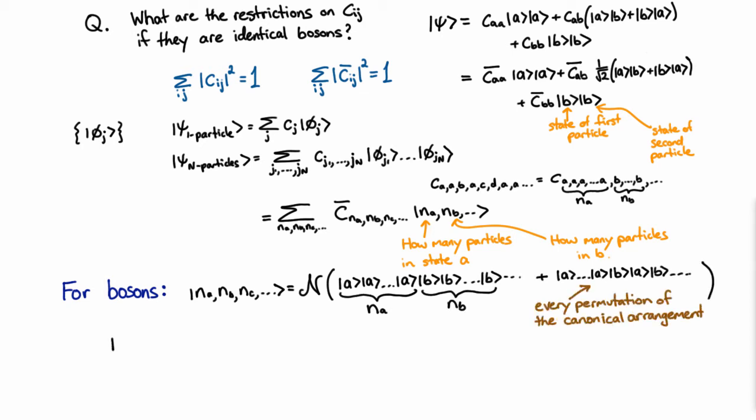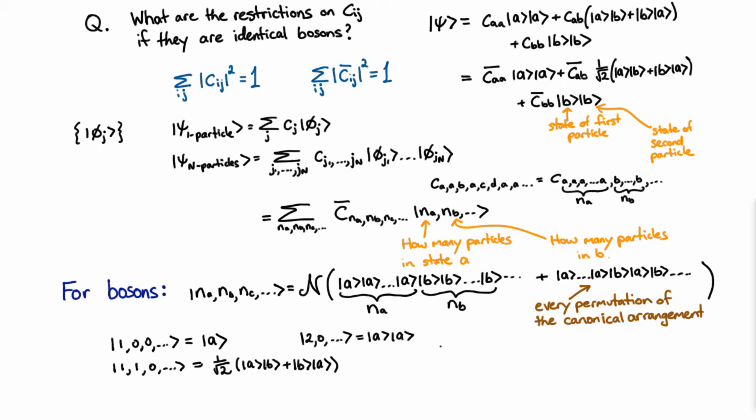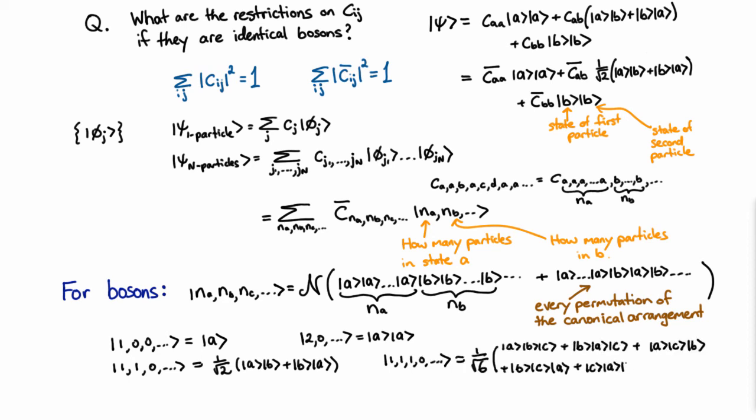So a trivial example would be one particle in state A and no other particles. And that would of course just be one particle in state A. Another example would be the example we had above, where we had one particle in state A and one particle in state B and no others. Or we might have two particles in state A. Or we might have one particle in state A, one particle in state B, and one particle in state C. So you can see that this normalization constant is simply there so that these states are by definition normalized. And the normalization constant depends on exactly how many particles you have in each single particle state.